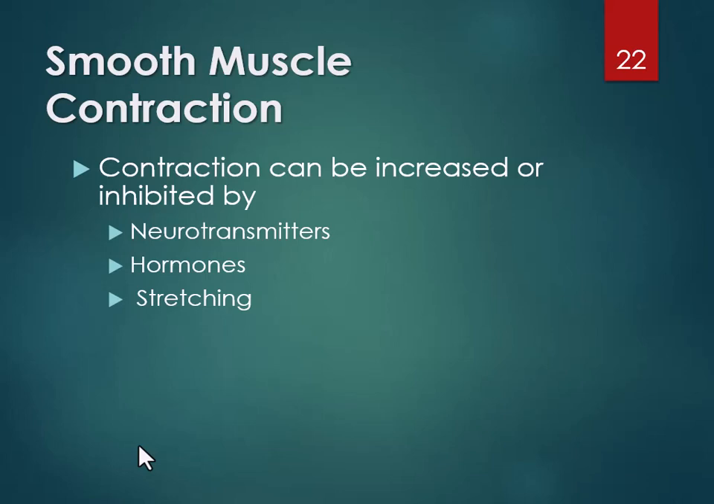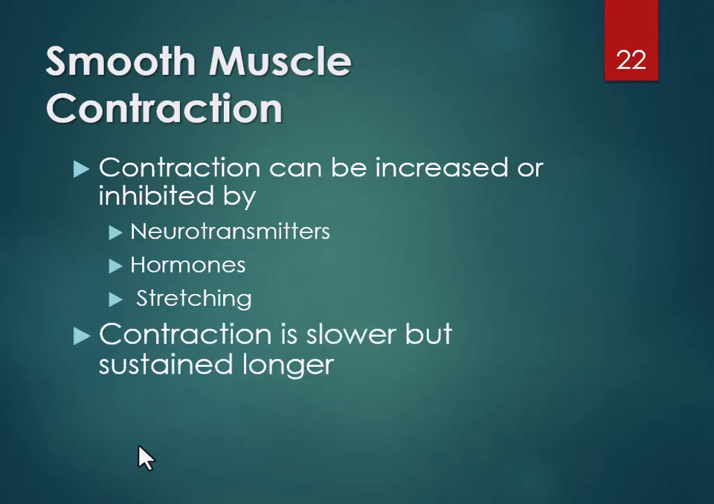Stretching of the uterus, for example. They think that when a baby gets big enough, it stretches the smooth muscle of the uterine wall to the point where it initiates contraction. Oxytocin is another hormone that's used to initiate labor or induce labor, and that's not a neurotransmitter, it's a hormone. So contraction is similar, but it can be started by different things than skeletal muscle contraction.